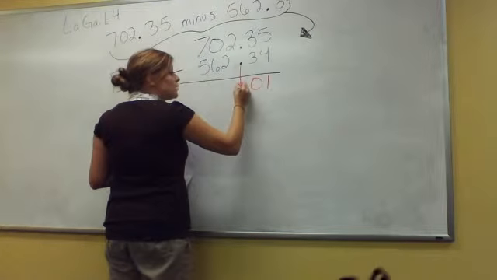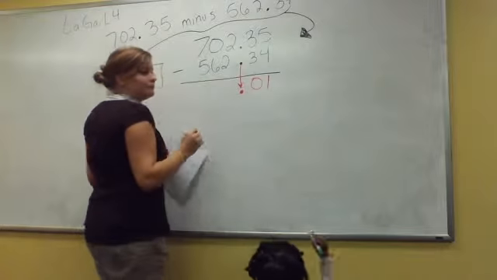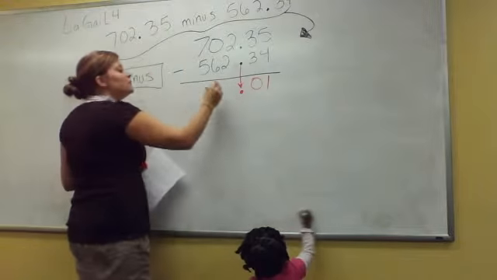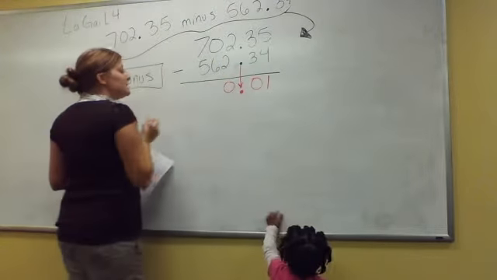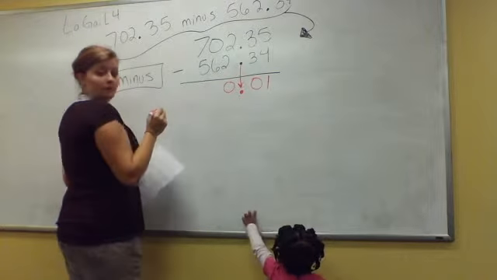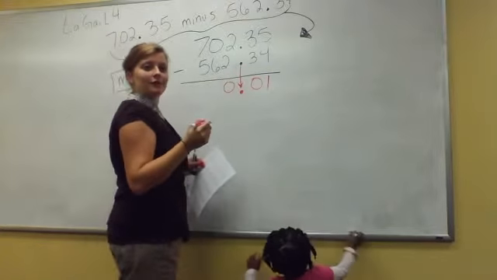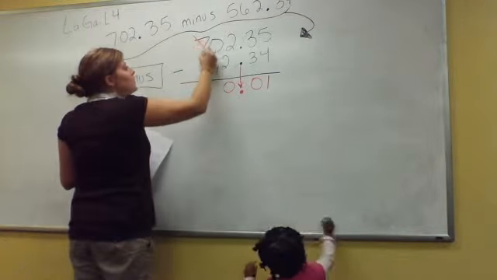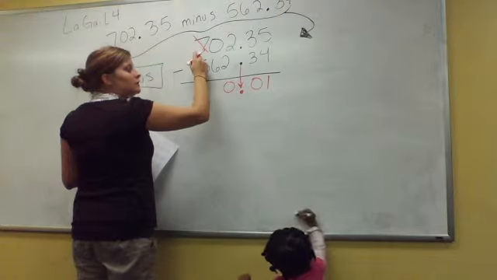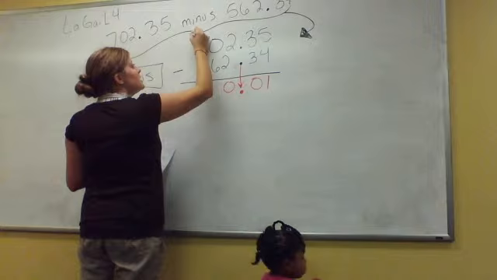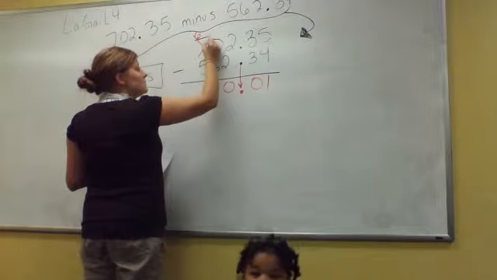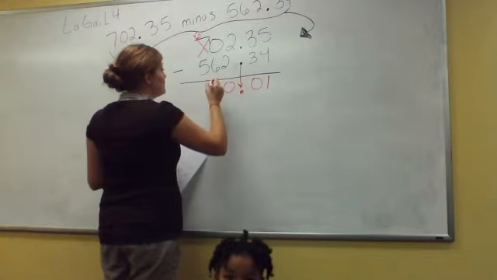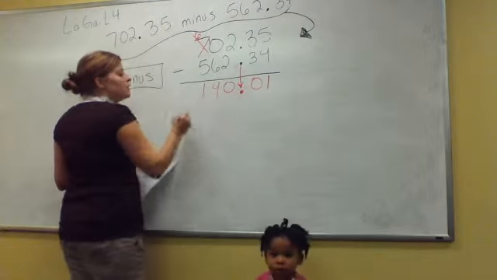Decimals, you bring it straight down. 2 minus 2 is 0. 0 minus 6, what do I got to do? I need to borrow from my 7, right? What position is the 7 in? Hundreds. That 7 is going to become a 6, making that a 10. 10 minus 6 is 4. 6 minus 5 is 1.